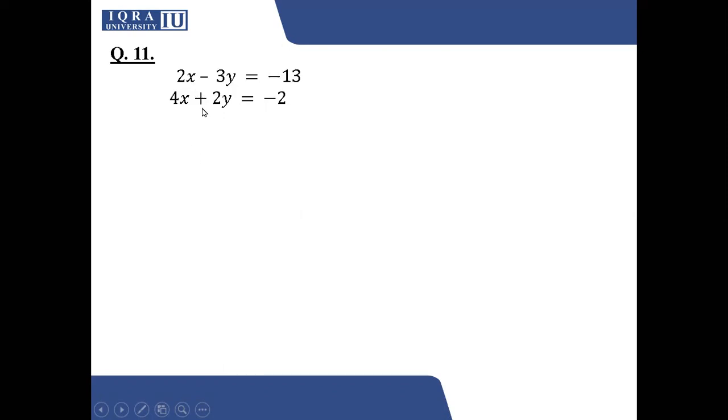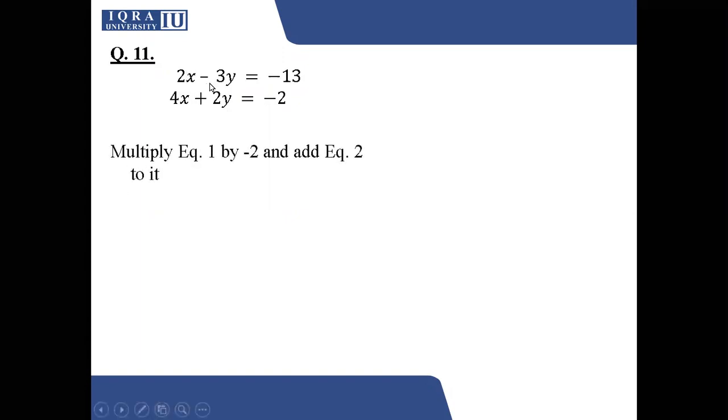Okay. So what we can do, I can make this 2x into minus 4x, right? If there was any way to make this 2x into minus 4x, then I could add these two, right? So how can I make 2x into minus 4x? I can multiply the first equation. This is equation 1. This is equation 2. I can multiply the first equation by the number -2 and add equation 2 to it. So what happens when I multiply -2 to this equation?